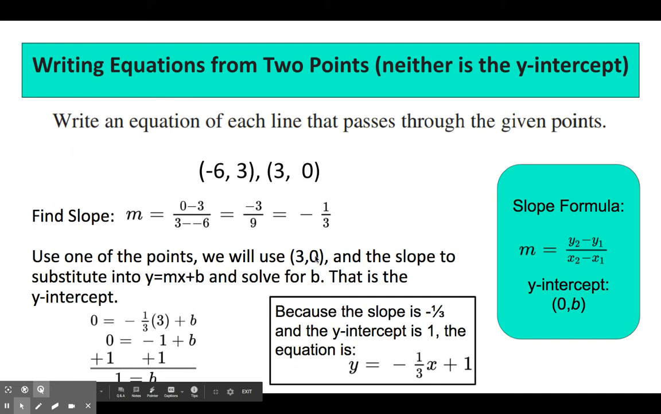Again, we have 2 points. One of them is not the y-intercept, so they are going to have to first figure out the slope, then write their equation in slope-intercept form and plug in 2 values. So they have 1 point here that we know lies on the line. They put in 0 for y and 3 for x, and they're solving for what value of b makes this equation true. Once they figure out b is equal to 1, then they can plug in the slope that they found up here and write their equation. Do you guys see how that works?